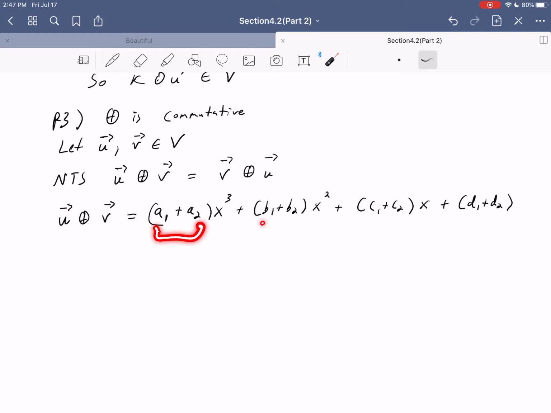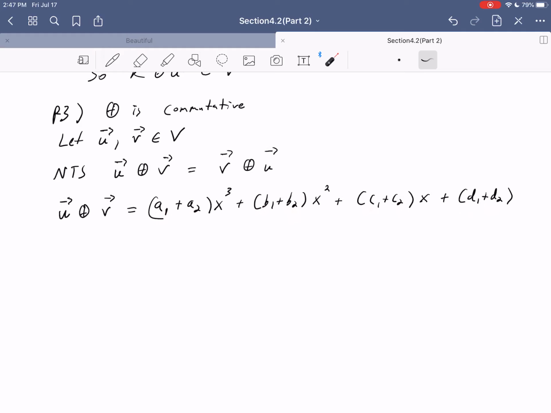Now, keep in mind that all of these additions in here, you will notice notationally, I don't put a circle around them because these are just additions of scalars, right? A1, A2, B1, B2, C1, C2, D1, D2. All of those are just scalar values.